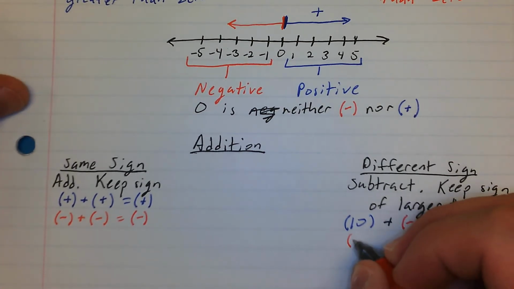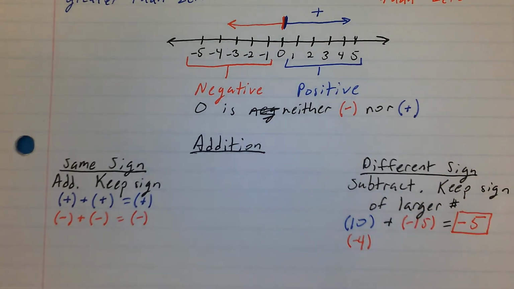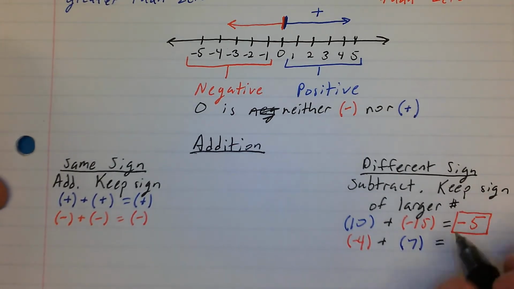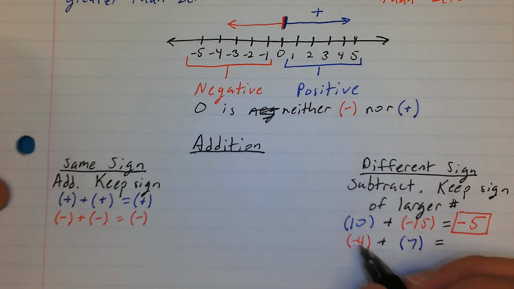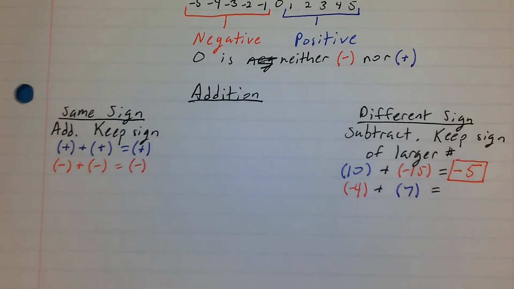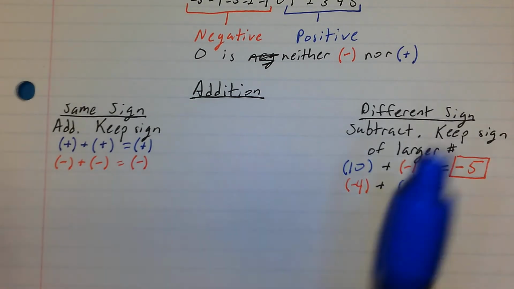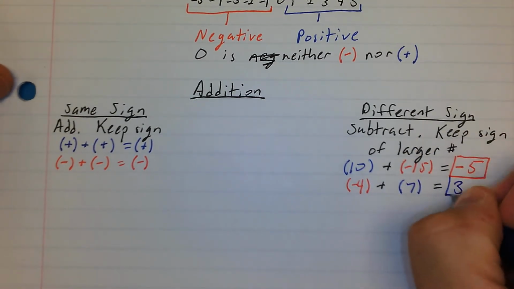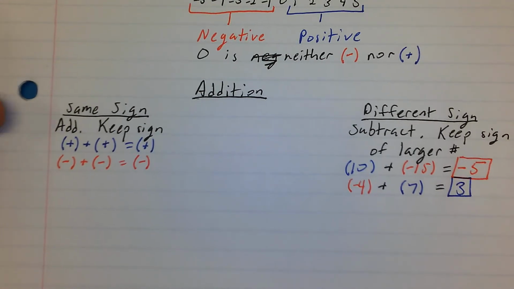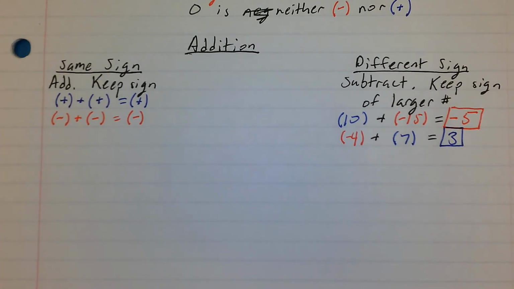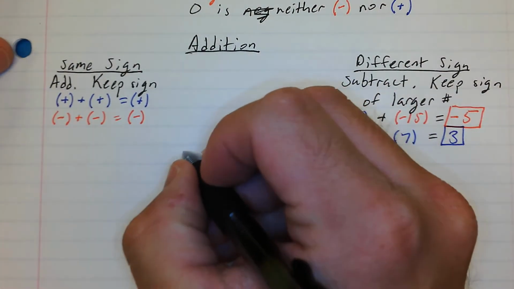And then we'll do another one. So we have negative 4 plus positive 7. Well, this time 7 is larger than 4. Again, we're ignoring the sign in front. 7 is larger than 4. So my answer is going to be a positive answer. And then 7 minus 4 would just be 3. So my answer would be 3. So that's the easiest way to do addition with integers. Let's look at subtraction.